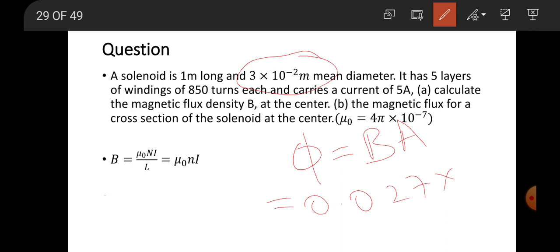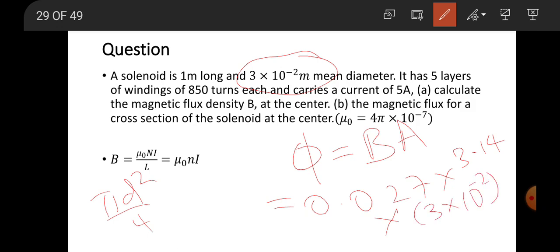We know that area should be pi d squared over 4 since we are given the diameter. So this should be times 3.14, which is pi, then times d squared, which is 3 times 10 to the power minus 2 all squared, then finally divided by 4. So if we use our calculator, we'll get 0.027 multiplied by 3.14 multiplied by 3 times 10 to the power minus 2 squared, then all divided by 4.